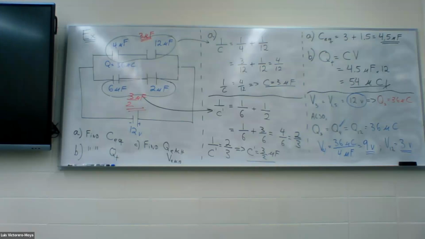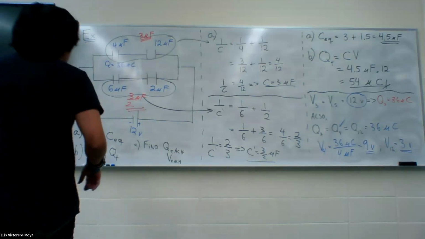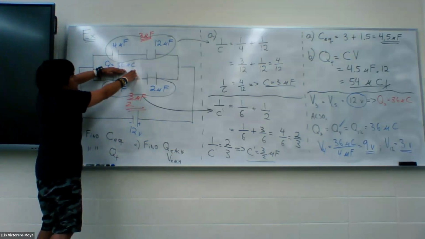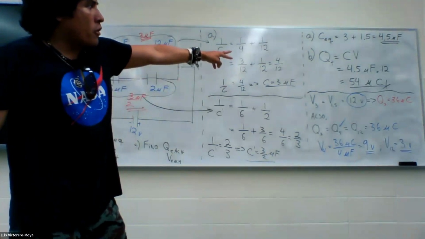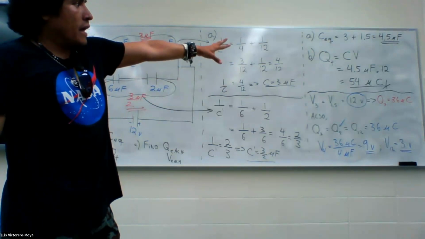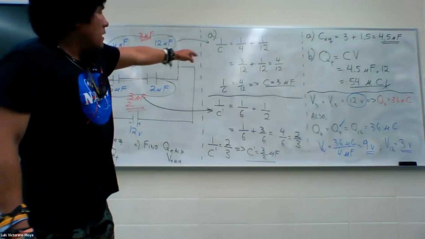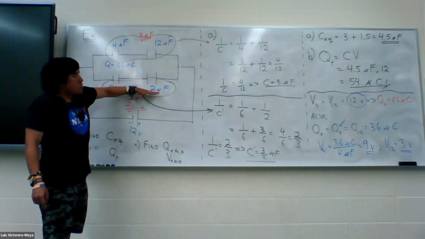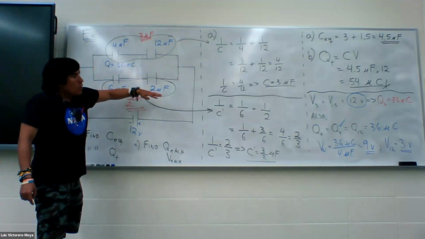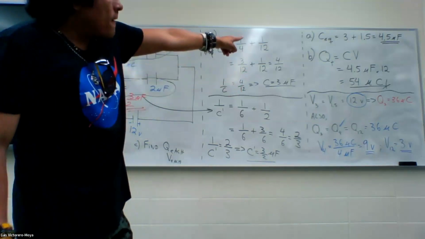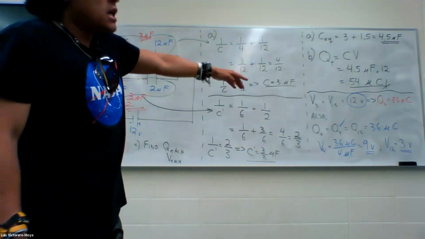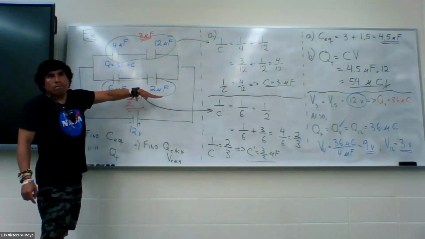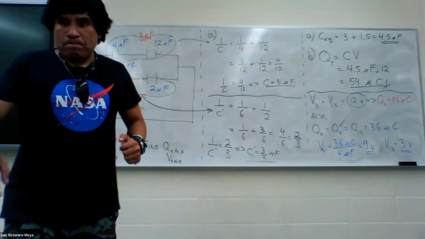Okay, for the 6 and 2, you know what's the charge between 6 and 2. If the charge here is 36 and the overall charge is 54 there, like the charge on the circuit is 54 and the charge here is 36, you know what the charge that is going through 6 and 2. By conservation of charge, 54 minus 36 is 18. That's the charge here. All right.